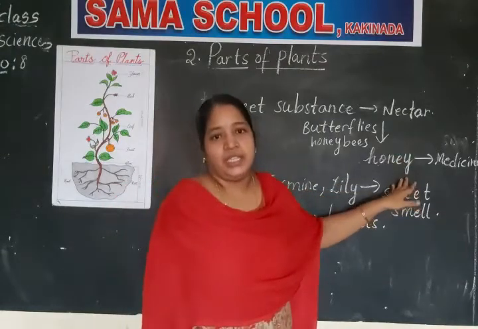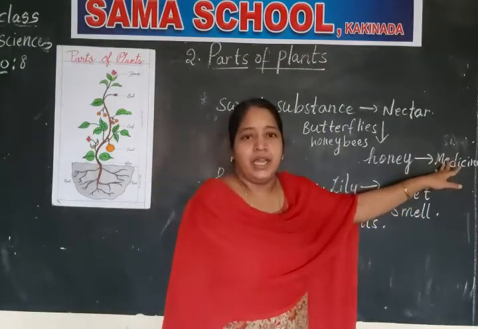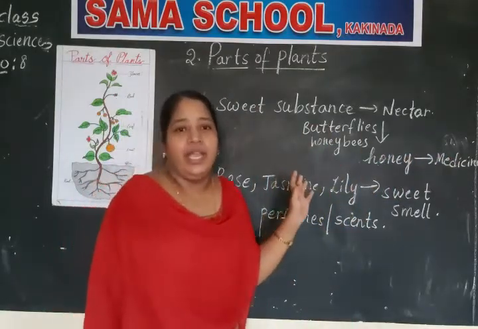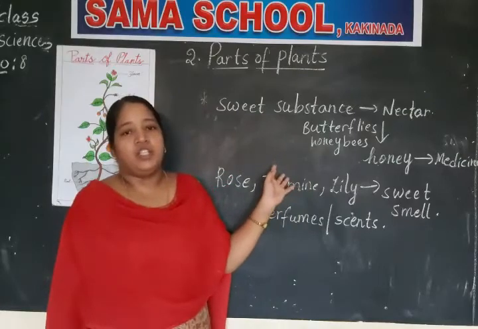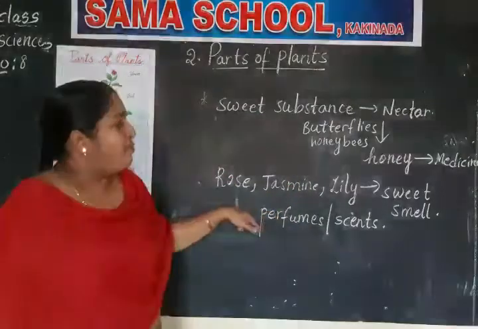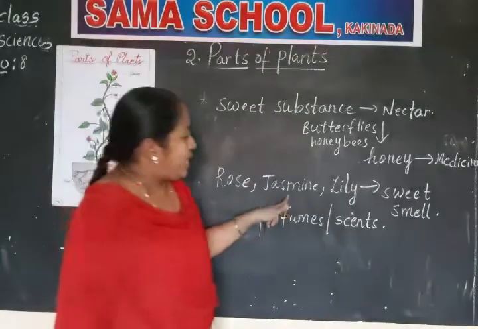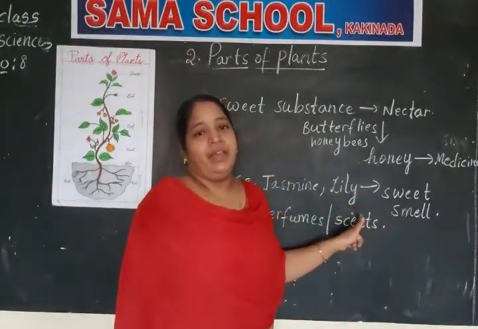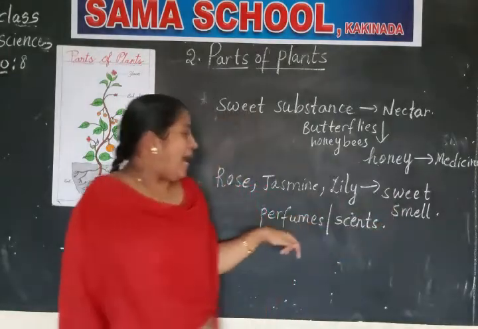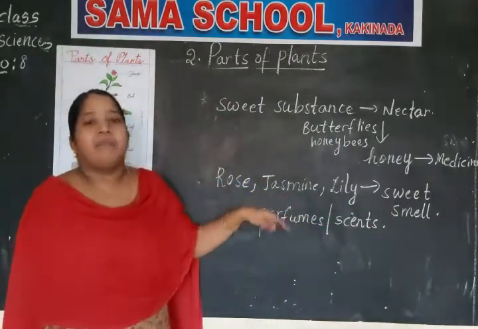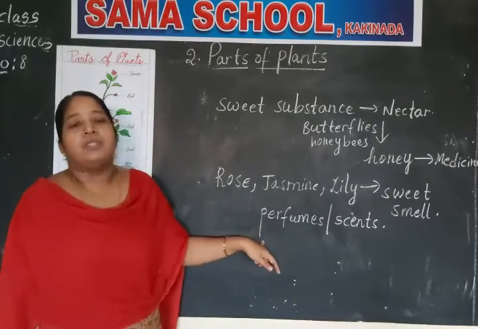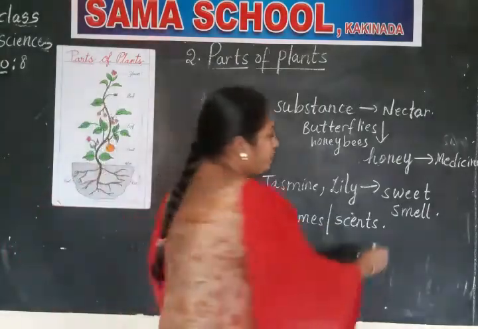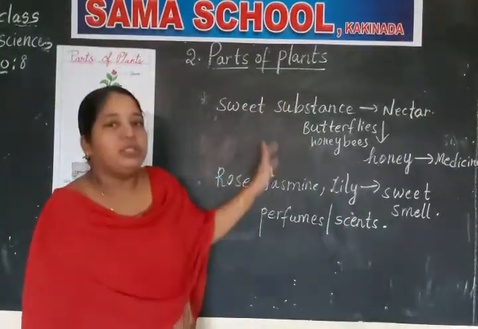Okay, and this honey is used in preparing medicine. And if you take daily one spoon of honey with warm water, it is very helpful to our body. Clear children? Okay, next, flowers like rose, jasmine, lily have a very sweet smell. And that's why these flowers are mainly used in preparing perfumes and scents. Clear children? This is all about the flower.